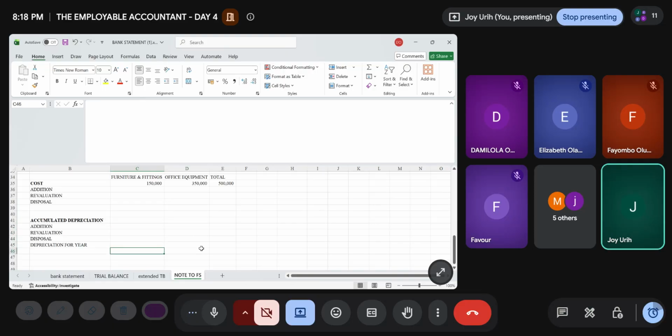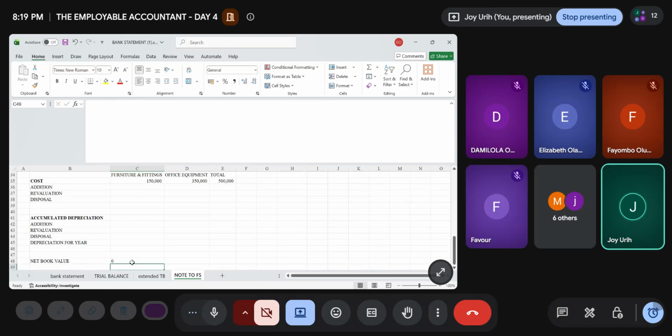The next segment is our net book value, which is also our carrying amount. This is the amount that the PPE will be shown as in the financial statement, the statement of financial position. At the end of the day, our net book value is simply our total cost minus our total accumulated depreciation. That will give us our net book value. So we'll have a total here and here.